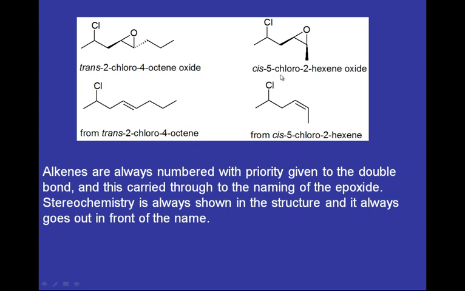This one, what we're going to do is take the oxygen off here, and since this is cis, we'll make this a cis double bond like we have here. And then we can number this, and we have to number it from this end if it's going to give us the lowest possible number for the alkene. It'd be 1, 2, 3, 4, 5, 6. So this will be 5-chloro-2-hexene, and since it's a cis double bond, it's going to be cis 5-chloro-2-hexene. So going back to the name of the epoxide, it's going to be cis 5-chloro-2-hexene oxide.